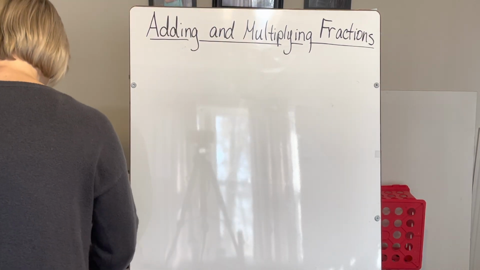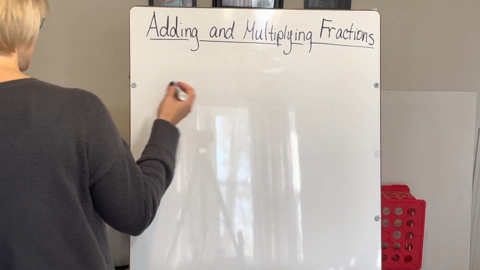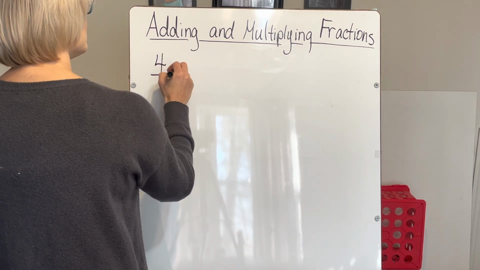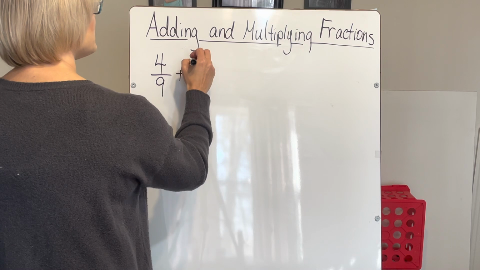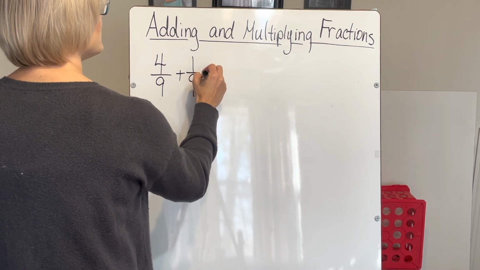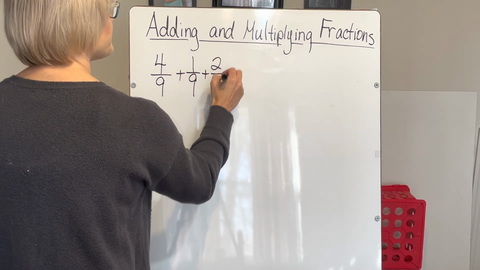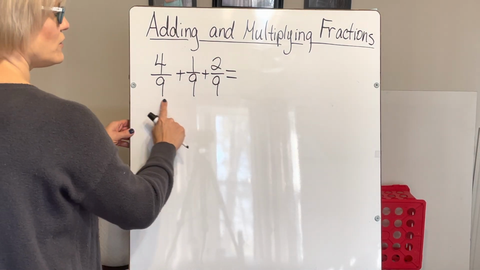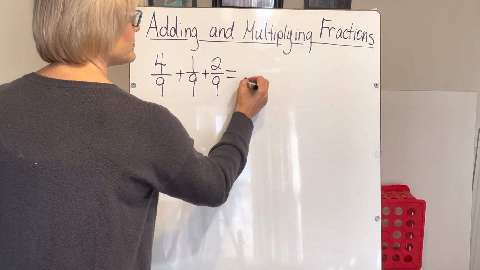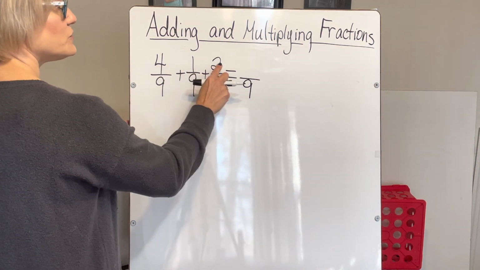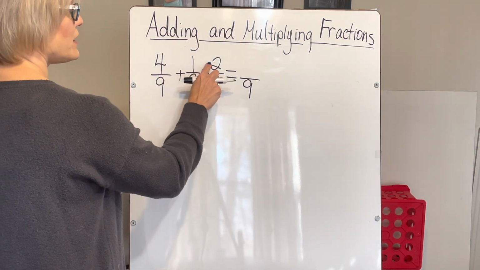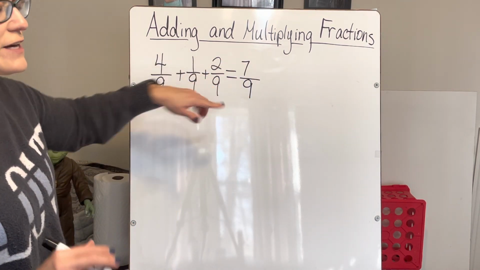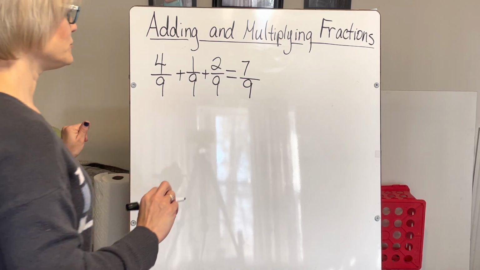All right, so let's go ahead and do 4/9 plus 1/9 plus 2/9. So what is that going to be? I've got all of my denominators the same. So all I have to do is add 4 plus 1 is 5 and 2 more is 7, 7/9. This is a proper fraction. I have nothing else I need to do with that.